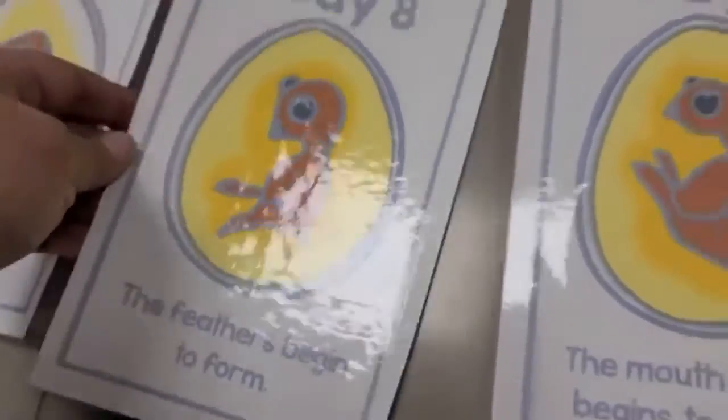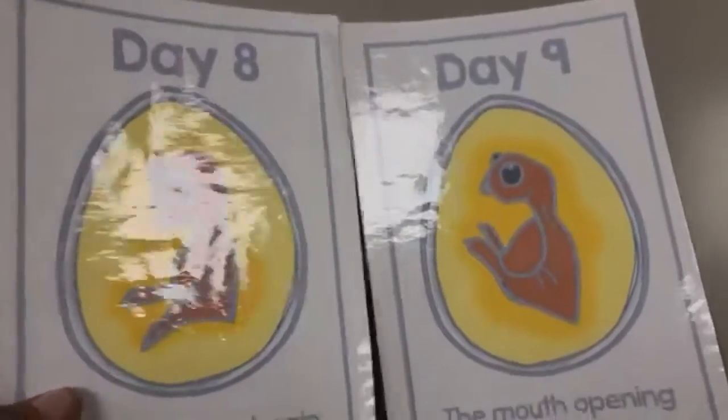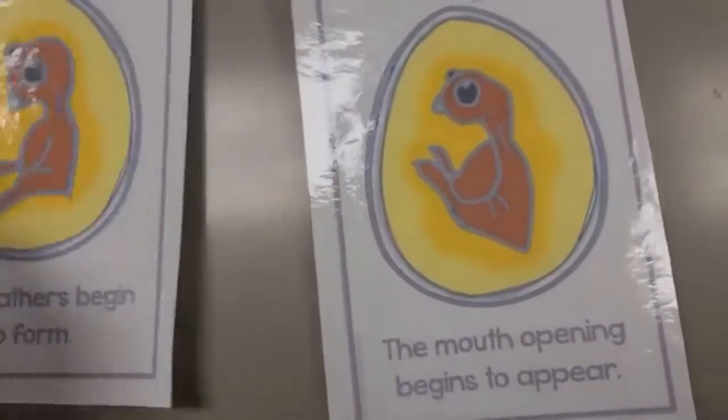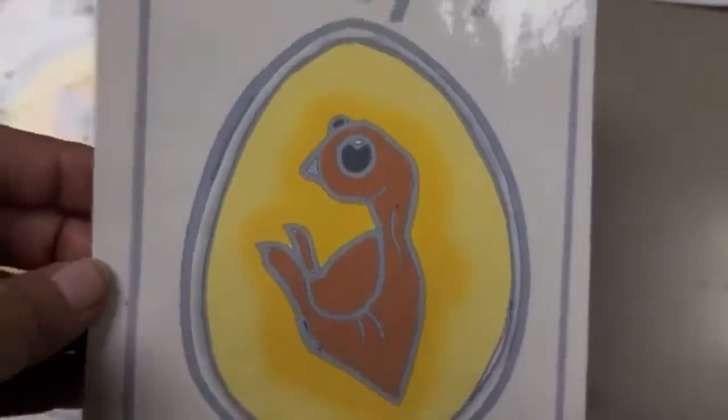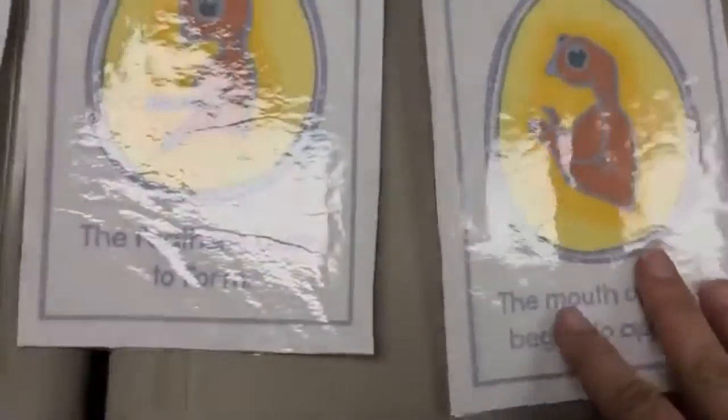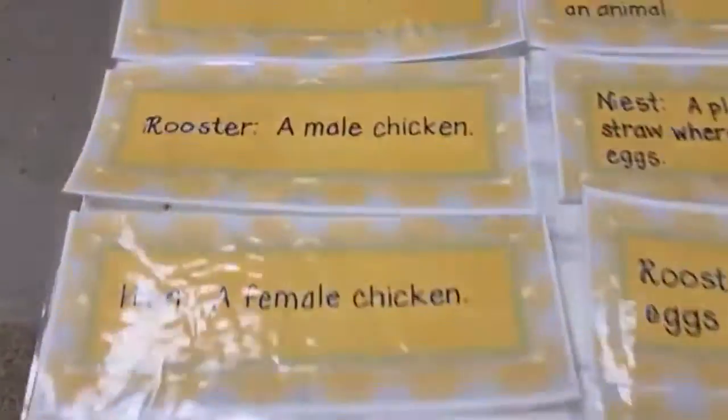Yesterday, we had the feathers begin to form, and today, take a look at the difference just between yesterday and one day. Isn't it amazing how much they change day to day? But today, the mouth opening begins to appear. They have a beak, and that's part of their mouth, and so the mouth opening begins to appear.